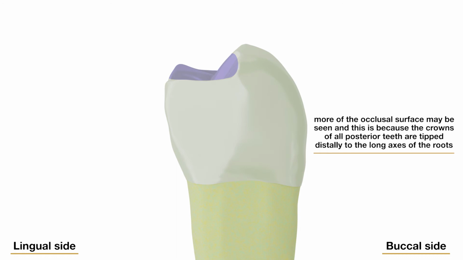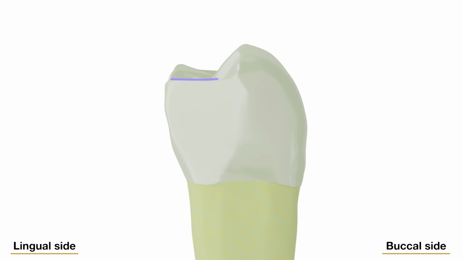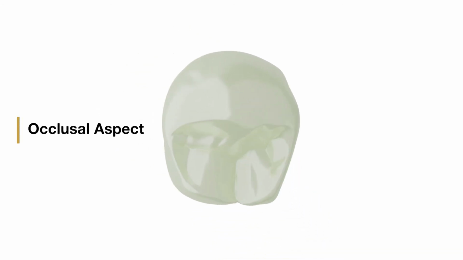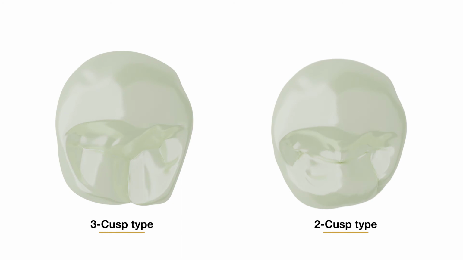This tilting of the crown results in the placement of the distal marginal ridge at a lower level compared to the mesial marginal ridge. Now let us move on to the last aspect, that is the occlusal aspect. The two types, that is 3 and 2 cusp types, are similar in the portion that is buccal to the mesiobuccal and distobuccal cusp ridges.